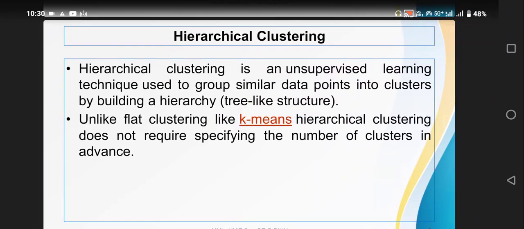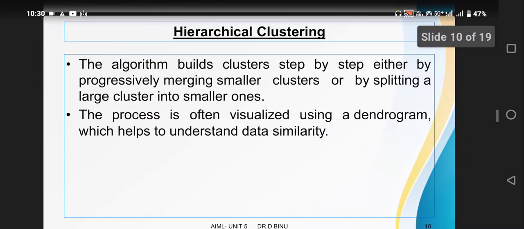Then what is meant by hierarchical clustering? Hierarchical clustering is an unsupervised learning technique used to group similar data points into clusters by building a hierarchy, nothing but a tree-like structure. Unlike flat clustering like k-means, hierarchical clustering does not require specifying the number of clusters in advance. This algorithm builds clusters step by step, either by progressively merging smaller clusters or by splitting a large cluster into smaller ones. The process is often visualized using a dendrogram, which helps to understand data similarity.